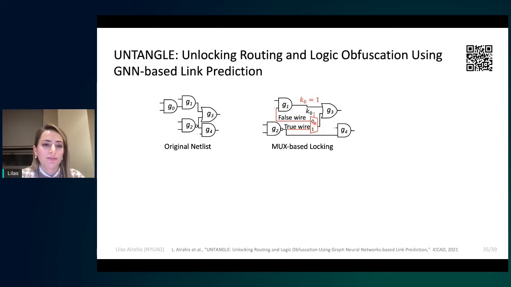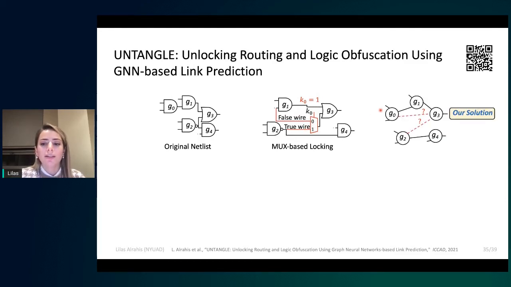However, we were able to identify a critical vulnerability in MUX-based locking, which is link formation, and we proposed UNTANGLE: unlocking routing and logic obfuscation using GNN-based link prediction. To figure out the true connection of the MUX, we represent the circuit as a graph, and then we keep all the connections that are non-obfuscated. By non-obfuscated, I mean all of the connections that are not feeding these locking MUXes. For example, the connection between gate G1 and gate G3 is visible to the attacker. It's not obfuscated. It's only the inputs to the MUXes that are obfuscated.